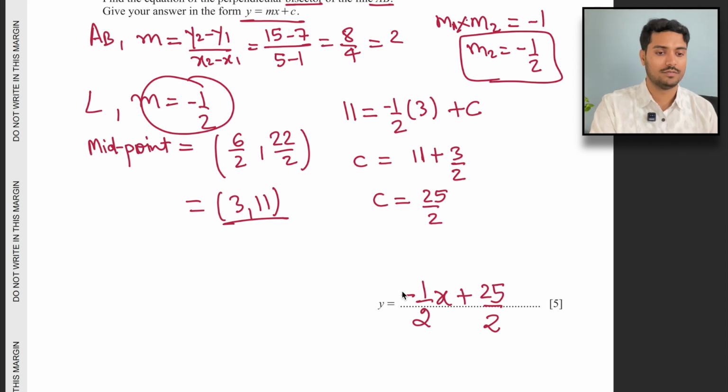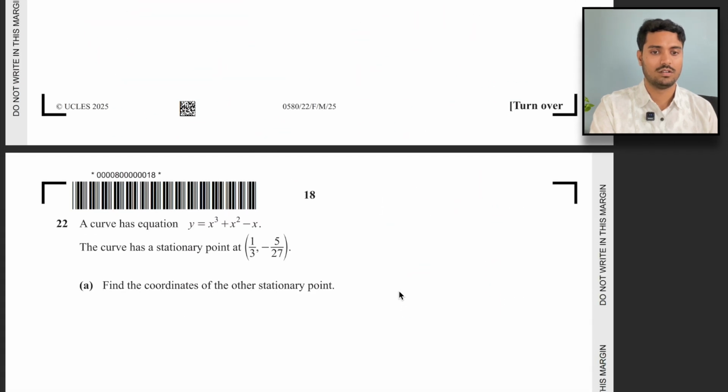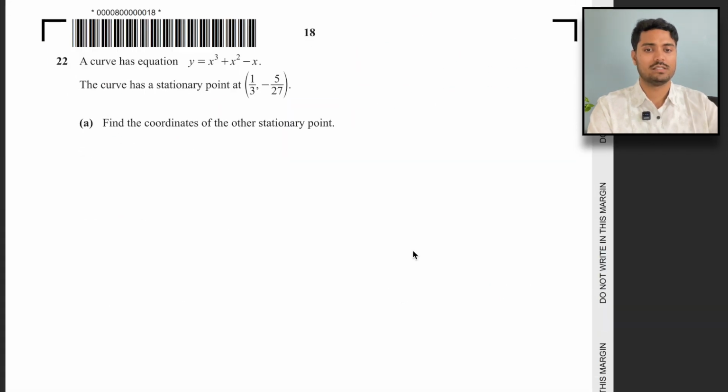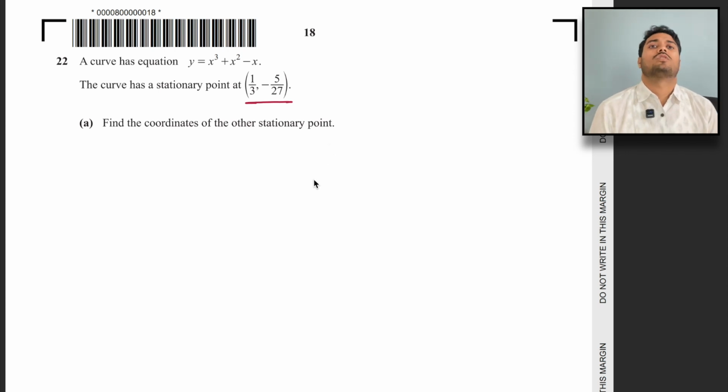Let's check another question. Question number 22. It says a curve has equation y equals x cubed plus x squared minus x. The curve has a stationary point here. Find the coordinates of the other stationary point. So we have to check for the coordinates of the other stationary point. First, let's find dy by dx.